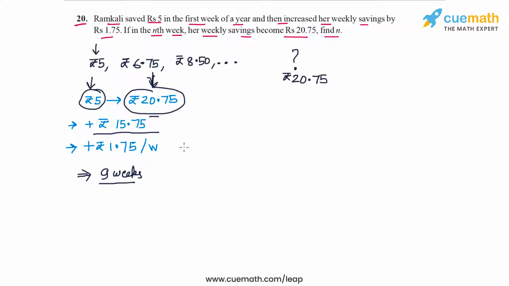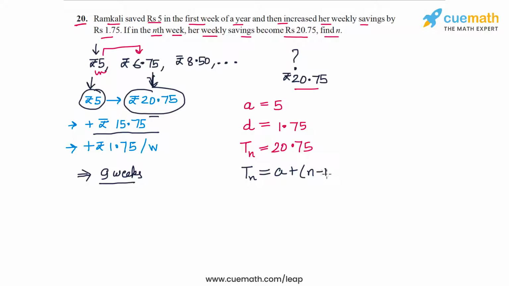Now let's rephrase the solution in terms of arithmetic progressions. So we have the first term, a, equal to 5. The common difference is the increase in weekly savings every week, which is 1.75, and the last term is 20.75. So Tn is 20.75, and now let's apply the relationship for Tn in terms of a and d. So Tn is a plus (n minus 1)d.